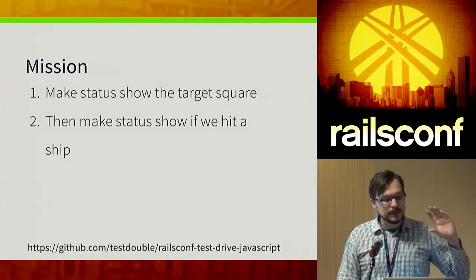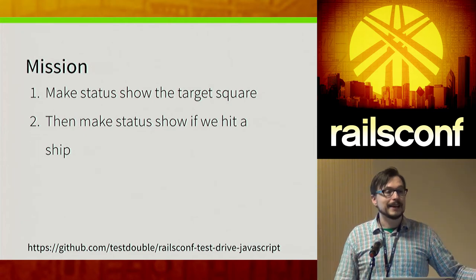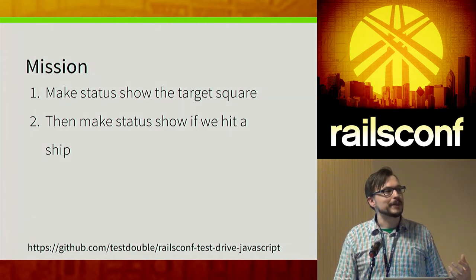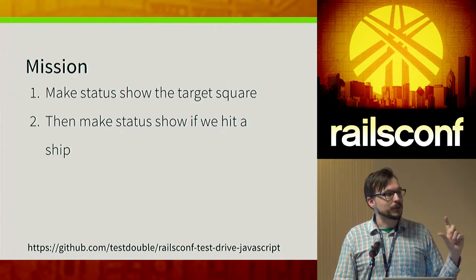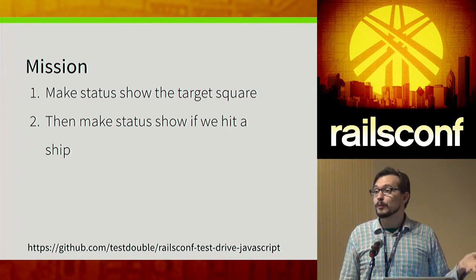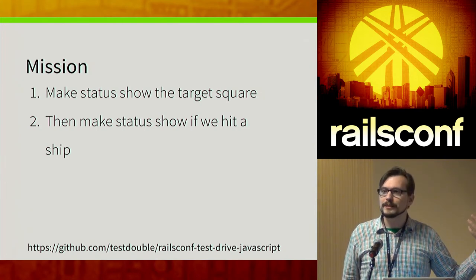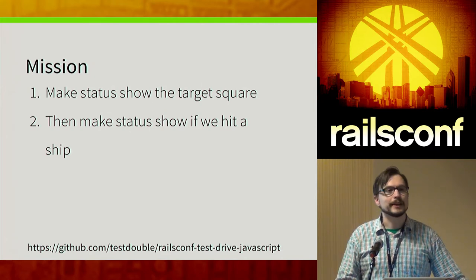So mission one, if I type A1, just show A1 in the DOM. And then mission two is going to be a little bit further along. We're going to make the status show if we hit a ship or not, which means you'll need to determine if a ship is there. Once again, try to work on it for a few minutes. And then as you get stuck, because we'll all get stuck, just go ahead and raise your hand.